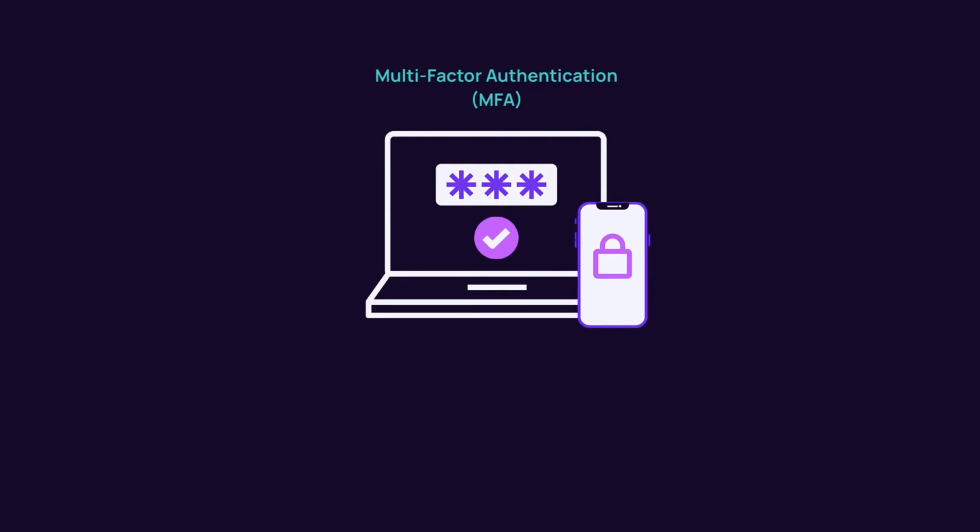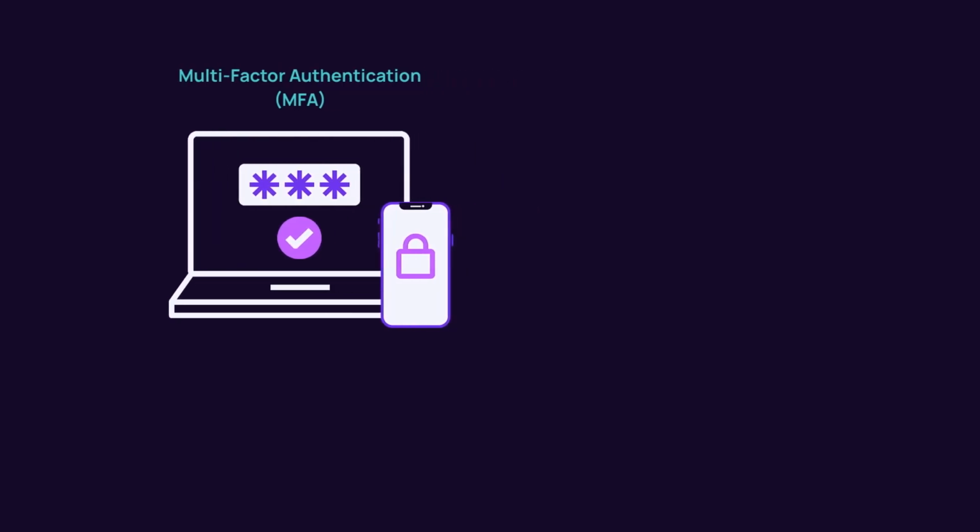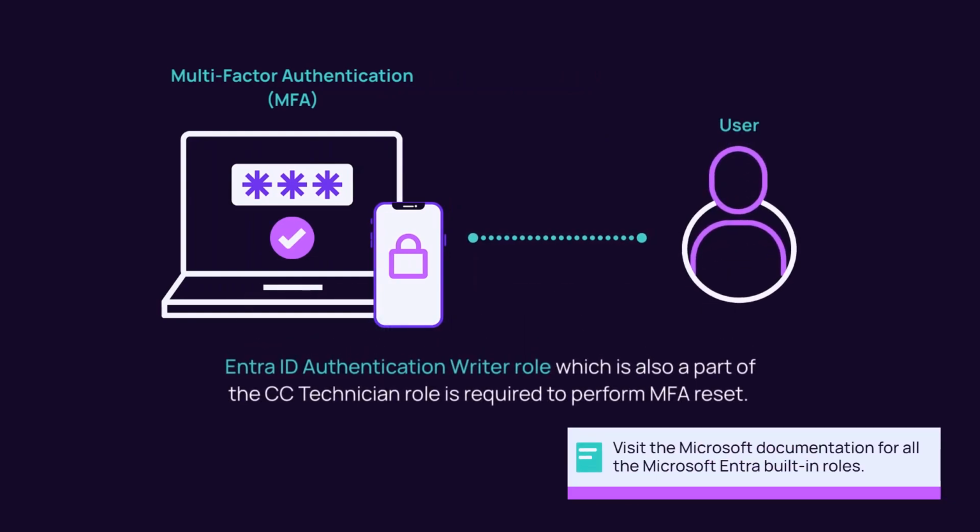For example, if the user makes use of any of the authentication methods such as OATH tokens, SMS, Microsoft Authenticator apps, and Windows Hello, then this will be reset for that account. If required by the organization, the user would have to set up the MFA method again.